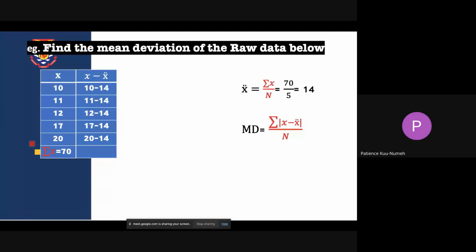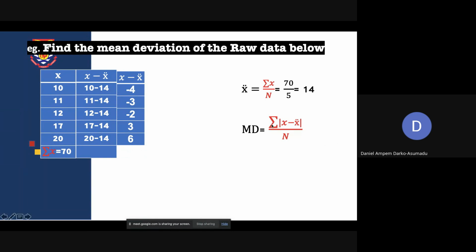Yes, sir. Now, in the formula, it means that you're going to subtract x minus the mean. When we subtract that, you get 10 minus 14 is what? Negative 4. 11 minus 14 is negative 3. 12 minus 14 is negative 2. 17 minus 14 is 3. 20 minus 14 is 6. That is the subtraction you've done.